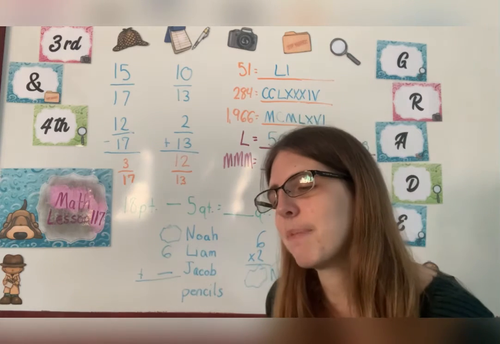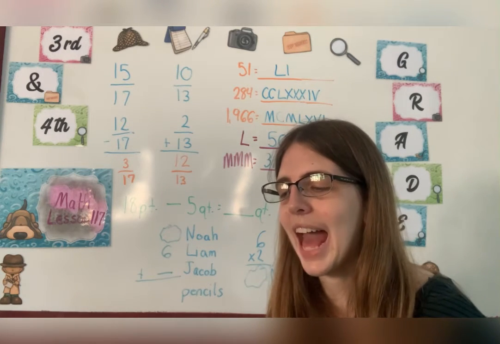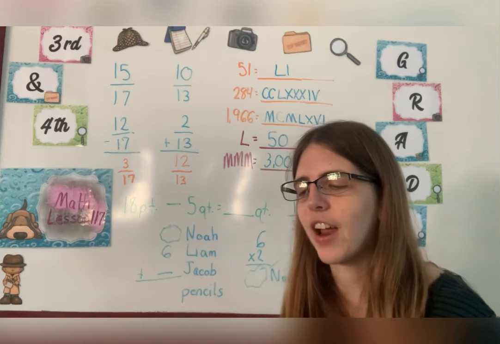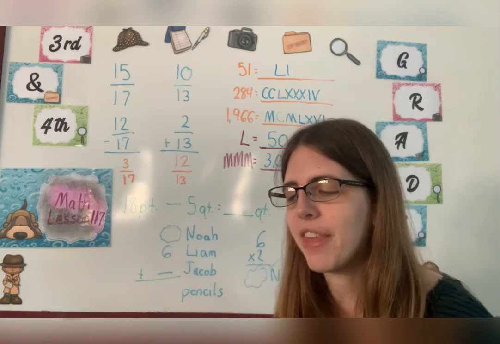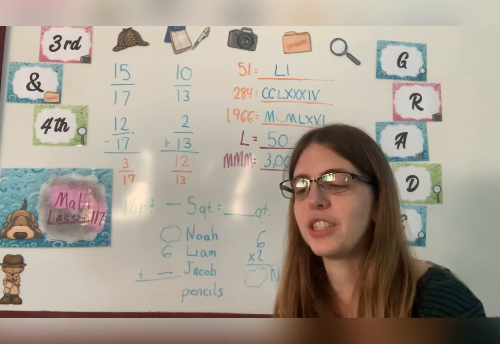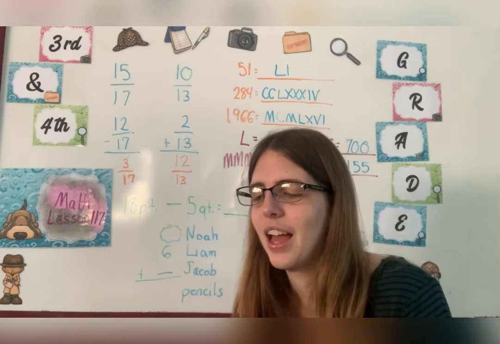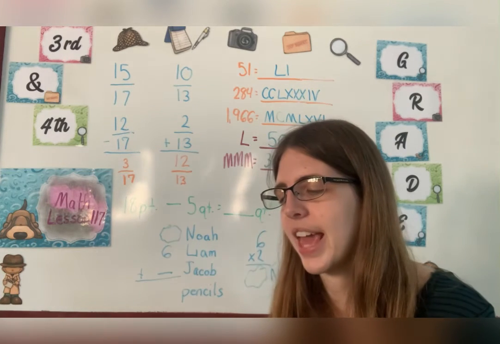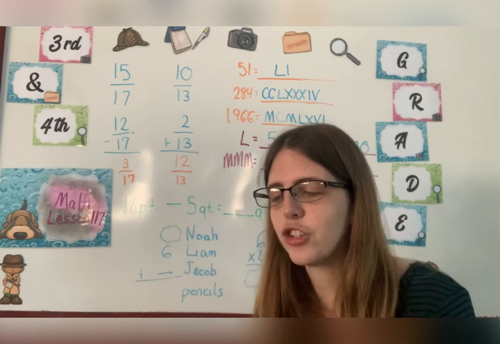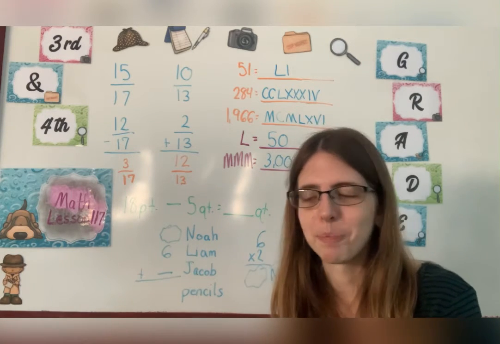Okay, number 8 says find the perimeters. So you need to add up all the sides. Letter A, that yellow shape, that is a pentagon. So each side is 2 centimeters. So you need to add 5 2 times, or 5 times 2. Letter B, you have a kind of diamond kite shape. So you add 2 plus 2 plus 4 plus 4.